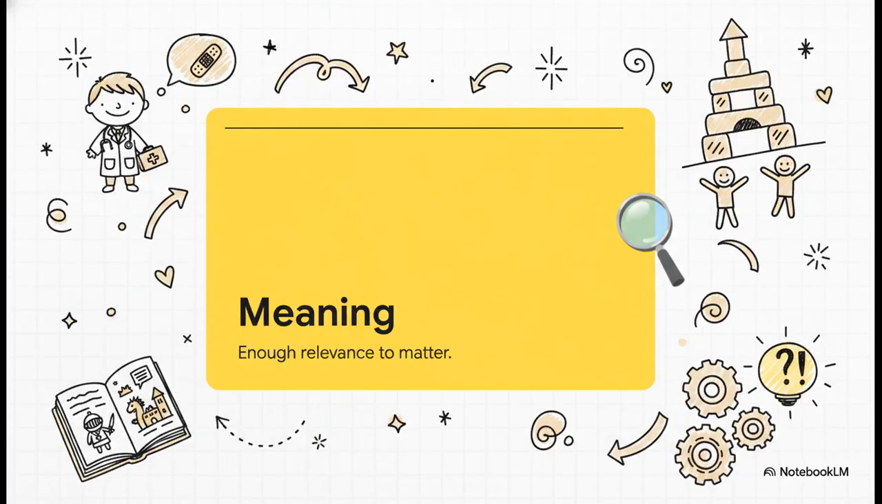And the third pressure is meaning, which is having enough relevance to actually matter to them. Meaning is the superglue that holds all that repetition together. It transforms boring mechanical drills into purposeful practice, all because the child connects to a role, a story, or a visible end goal. Pretending to be a doctor, building a massive tower they can show off to you later, or participating in a story that's actually worth continuing. These elements give the play a real mission.